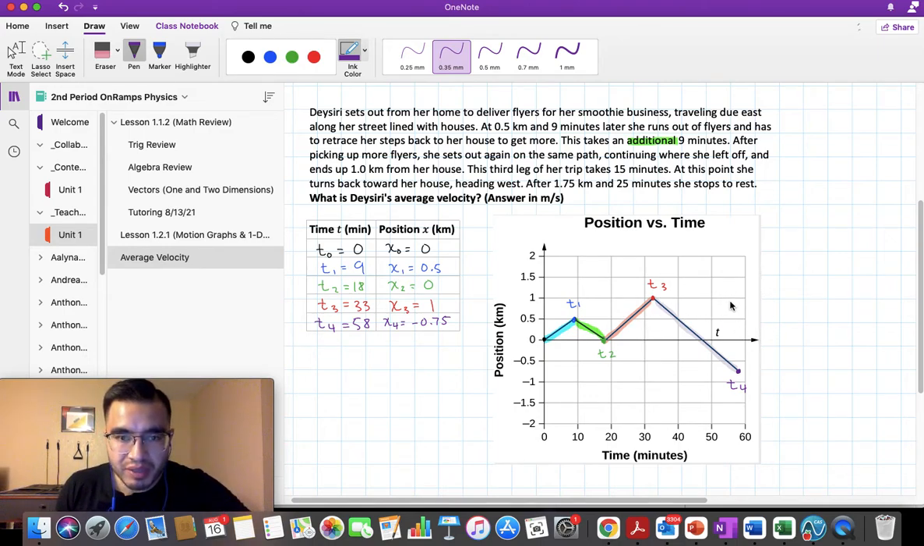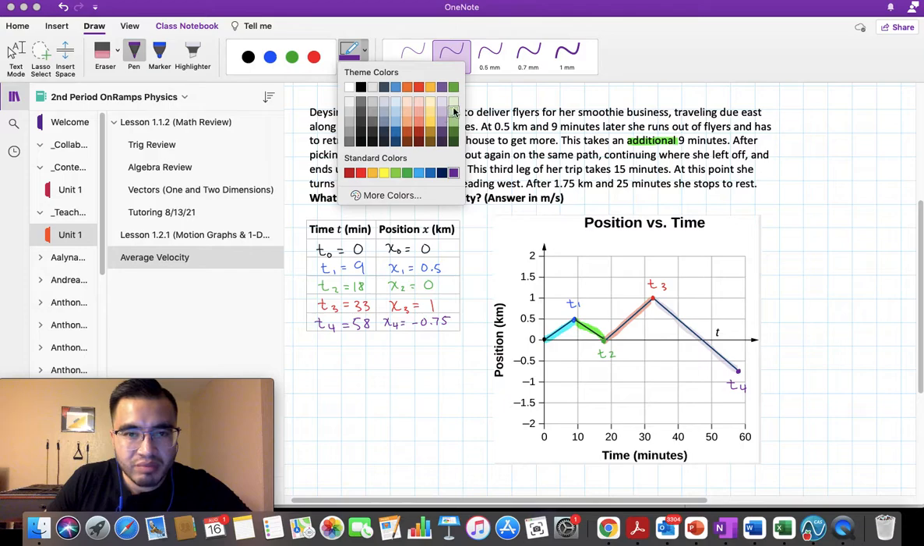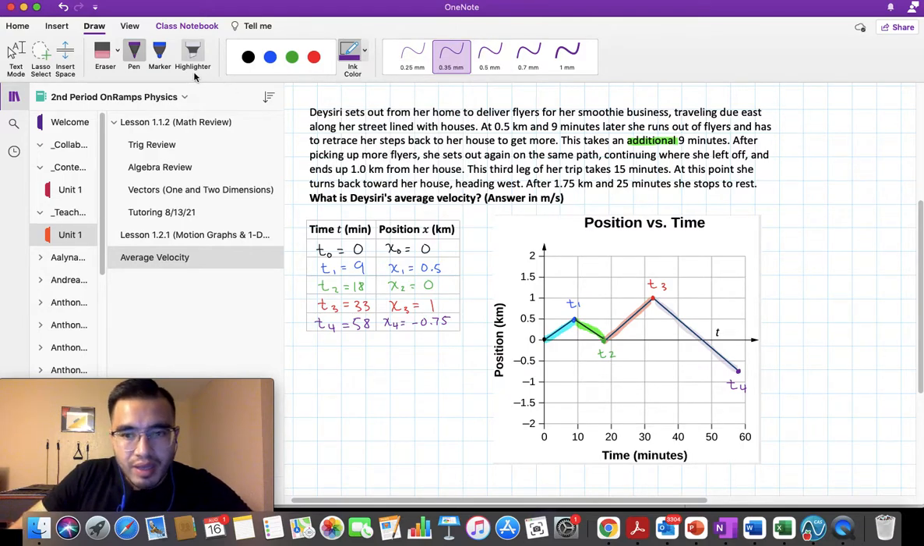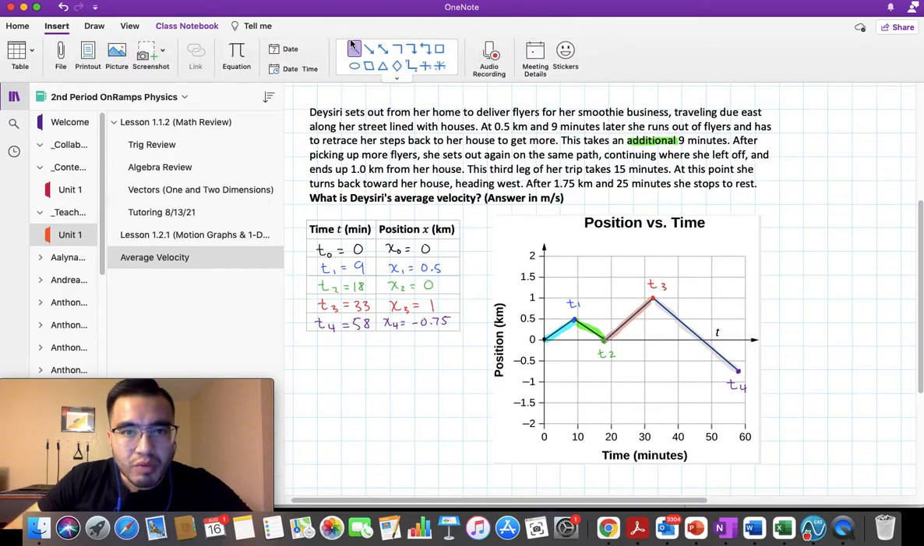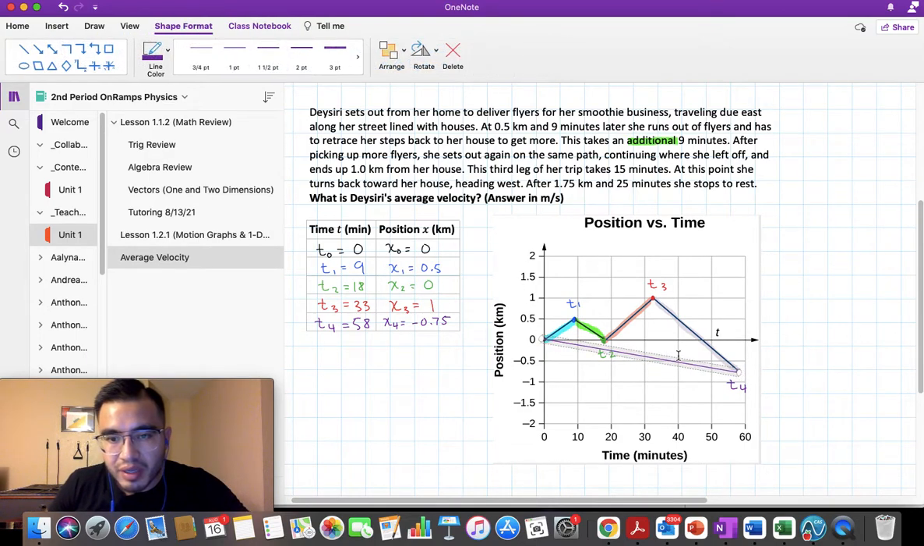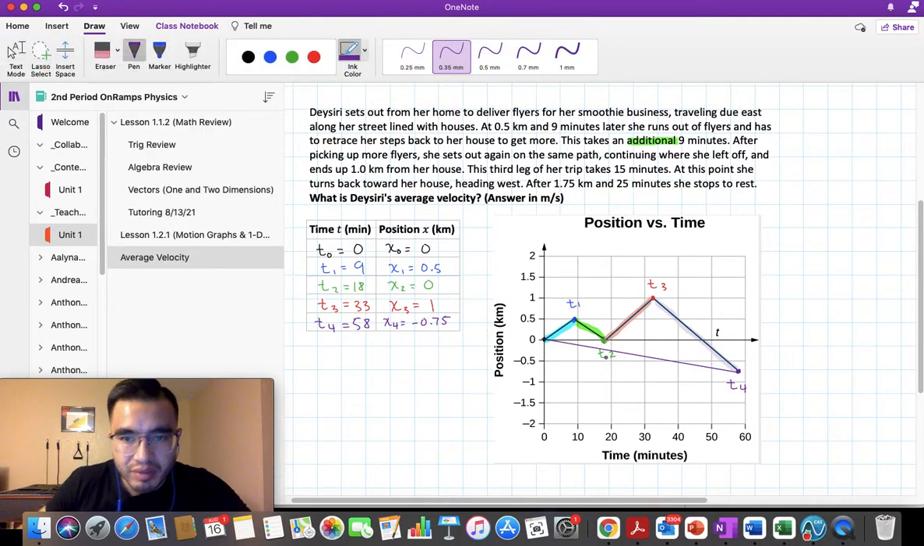How do we find the average velocity? Well, what I like to do after I have my graph is, let me use blue. Oh no, different color. I guess purple it is. When we find the average velocity, guys, for the entire trip, right? We're going to find the average velocity for the entire trip. What we're finding is the average velocity from here to here. This is the average velocity for the entire trip. This line, the average.